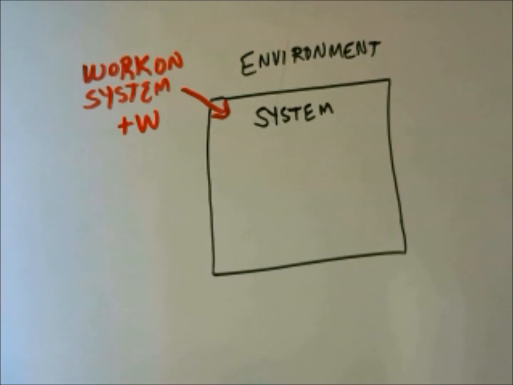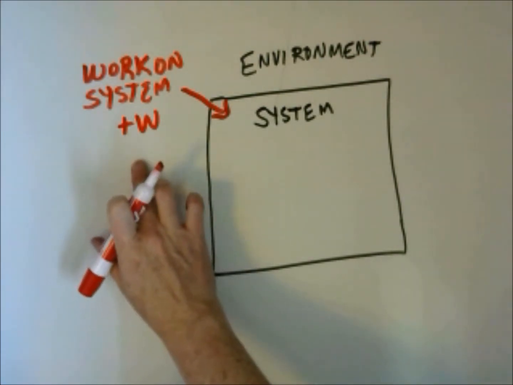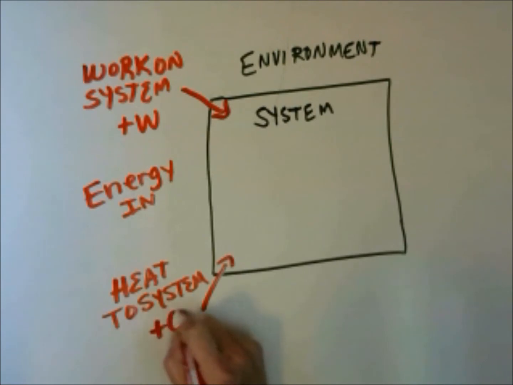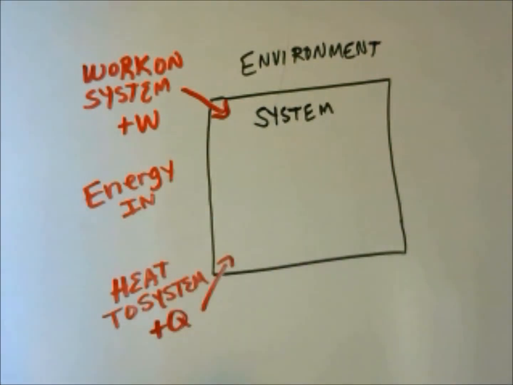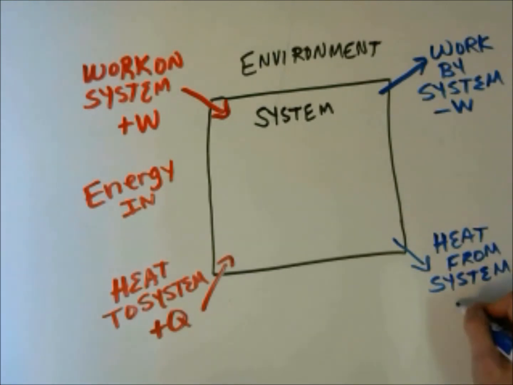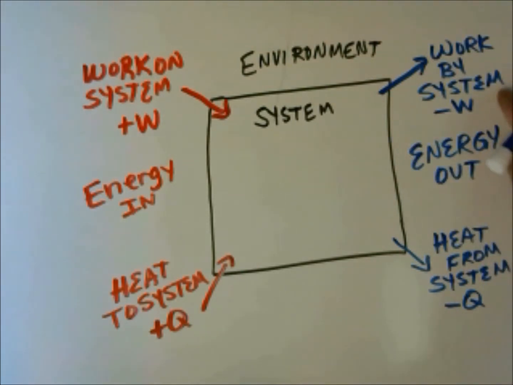If work is done on the system, it's a positive W. If heat is added to the system, this will be a positive Q. Both of these are examples of energy coming into the system. If work is done by the system, it's a negative W. If heat comes from the system, it's a negative Q. And both of these are examples of energy coming out of the system.